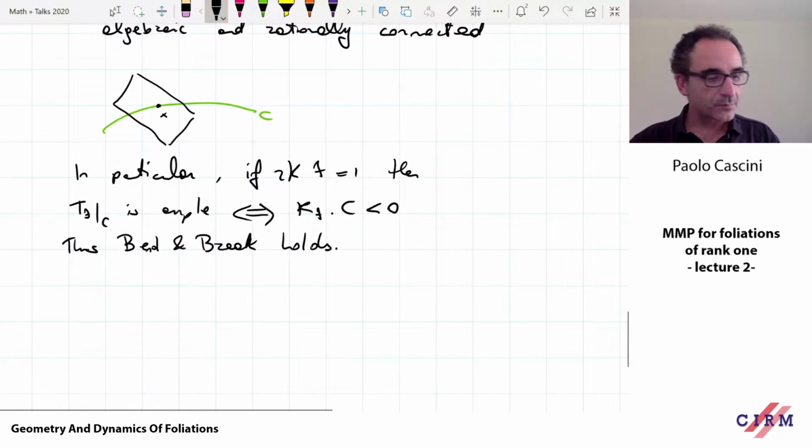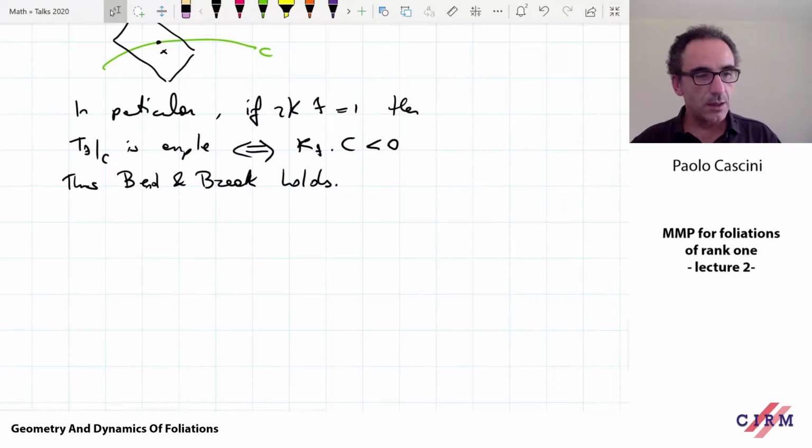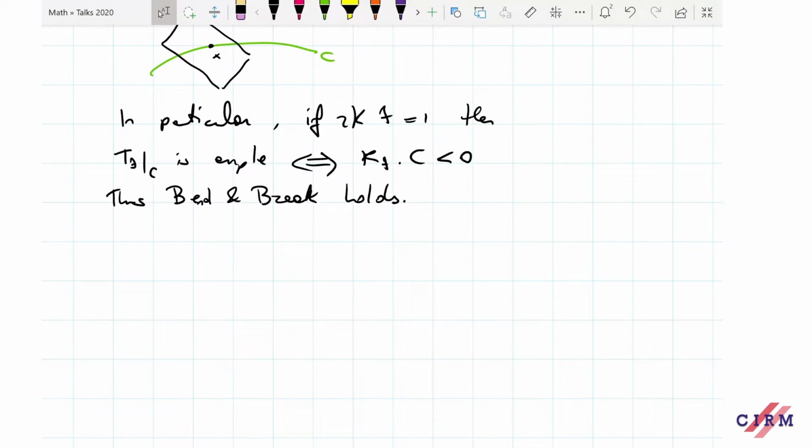Okay, so now we go back to the minimal model program. These are, as usual, the main tools like we saw in the last few days. These are the main tools of the minimal model program. And so now we want to see how to use these tools to produce a minimal model.